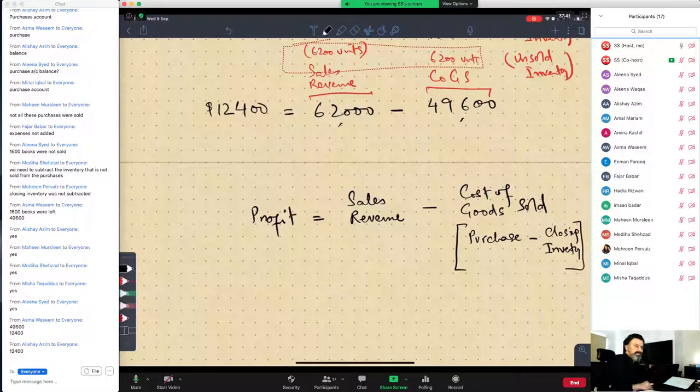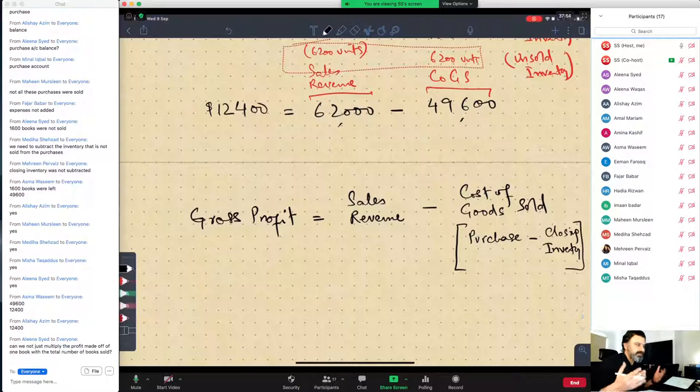And this profit that we calculate this way, it has a special name. We call it the gross profit, which is required in this question. Gross profit by definition means profit that you earn through trading of goods. Trading of goods means through buying and selling of goods.